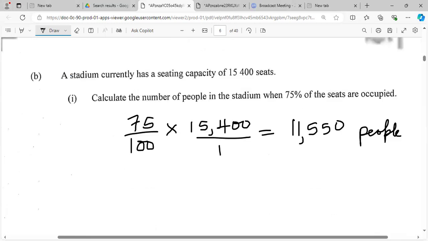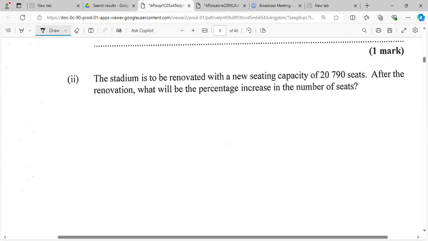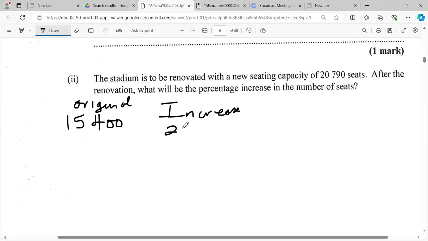Alright, so the current population is what? 15,400. That's the original. So we need to know how much it's going to increase by. So it will increase to, this is not the increase, so we at least need to know the increase, right? So we're going to find the increase. So this is 20,790. So basically, all we have to do is find the difference between these. We do that. I'm going to use a calculator for the interest of time.